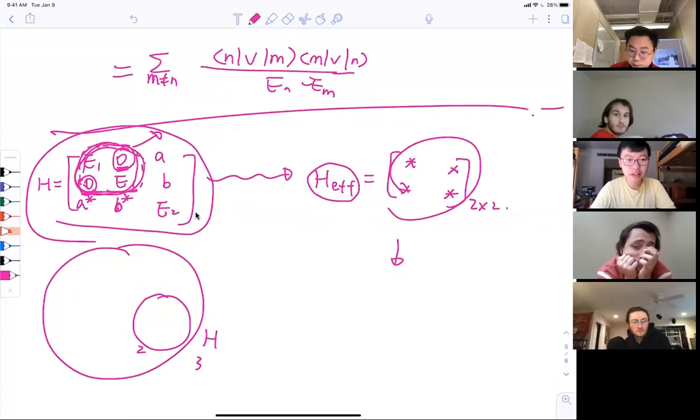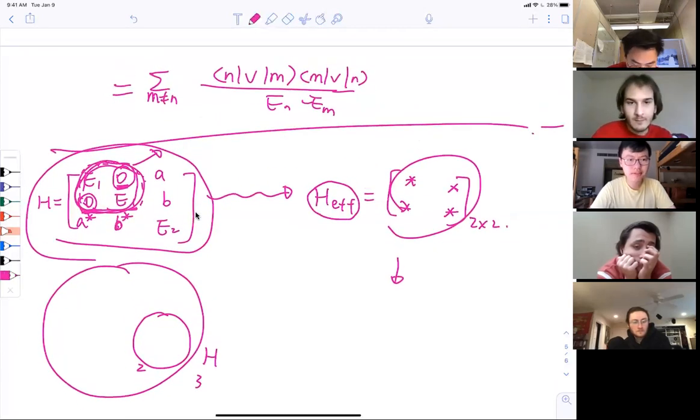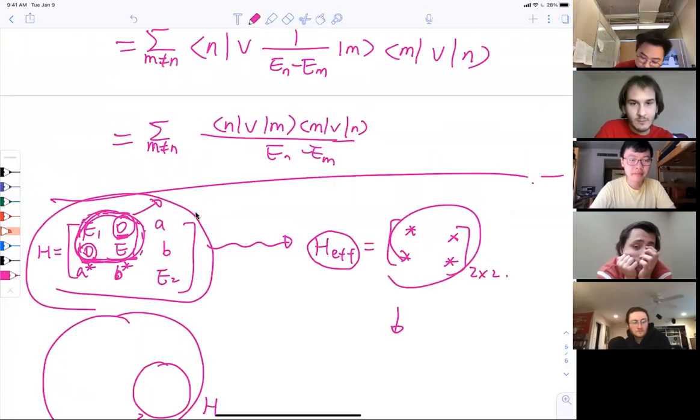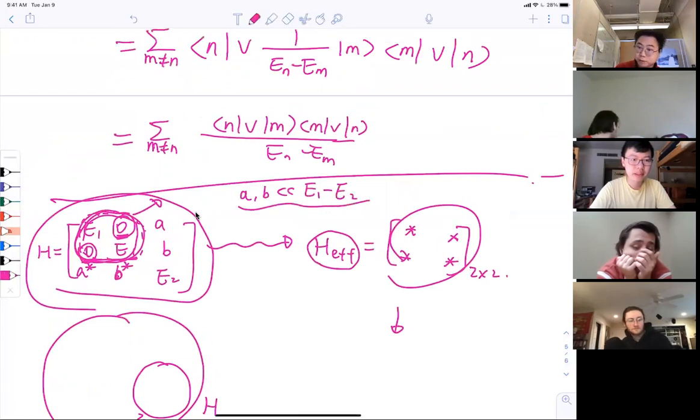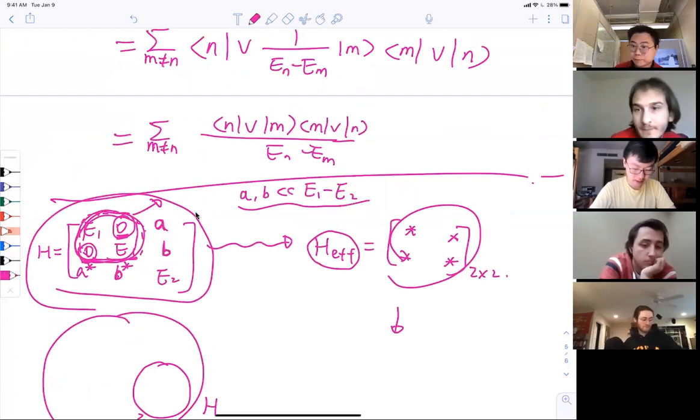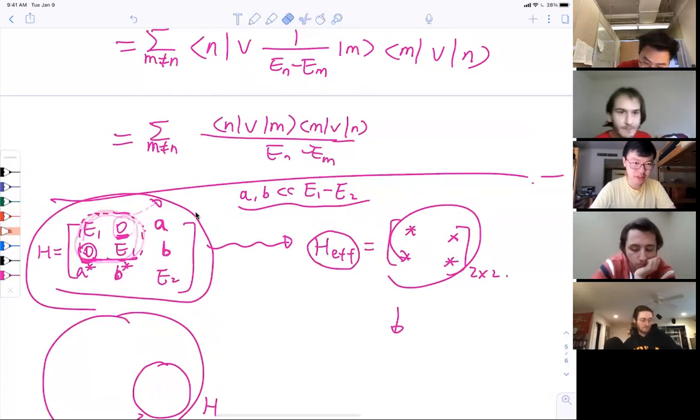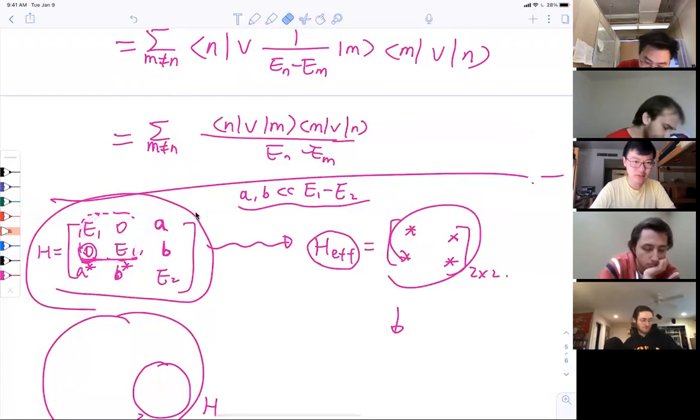So just to make sure, that 3x3 Hamiltonian is the full Hamiltonian, right? Yeah, it's the full Hamiltonian. By the way, of course, there's an assumption that A and B are much smaller than the difference between the energy levels. So we can treat A and B as perturbations. So it is degenerate even after the first order.